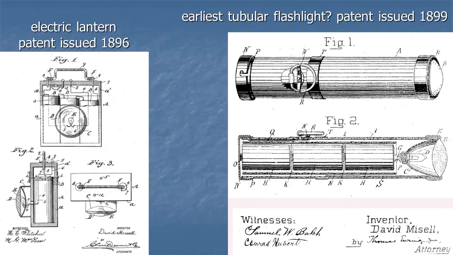But that was 1899, and the earliest patent for any form of electric lantern, same inventor, David Misell, patent was issued in 1896. So you probably weren't going to use an electric light, certainly not in 1786. That's a century before this stuff.